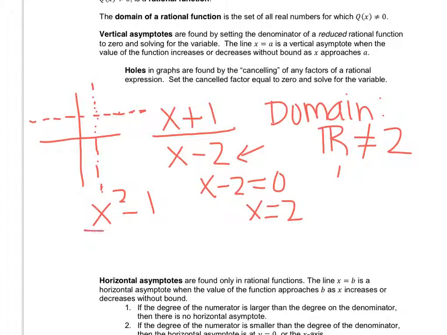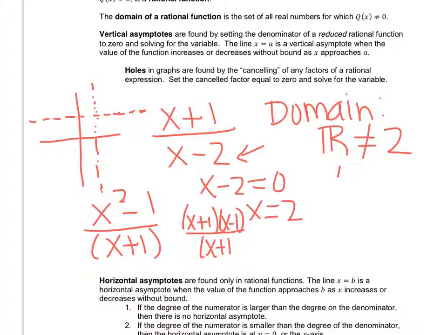If I gave you this rational function, we could factor the top. We could factor it to x plus 1 times x minus 1 over x plus 1. Notice the x plus 1's will cancel and leave us with just x minus 1. Now, if that happens, the things that canceled, so you notice the x plus 1's that canceled, if I were to set that equal to 0 and solve, I would get negative 1. Now, negative 1 is not going to be an asymptote, it's going to be a hole. So it's a hole in our graph. And so it's a little bit different than an asymptote.